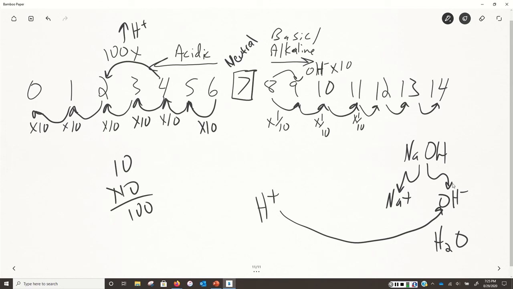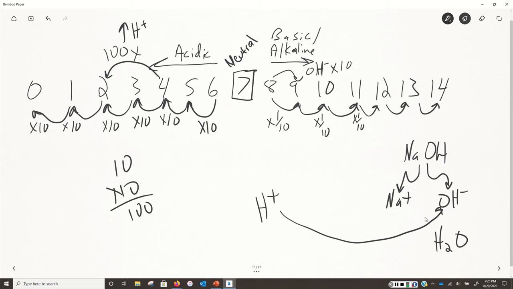But what did I do along the way to produce that water? I pulled a proton out of that concentrated solution. I removed a proton. I removed an H plus. So that is why, as we go up in pH, the H plus concentration goes down, because the base is going to pull H plus out of that solution.